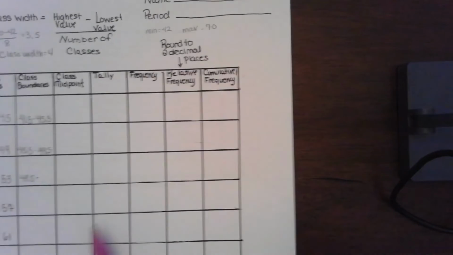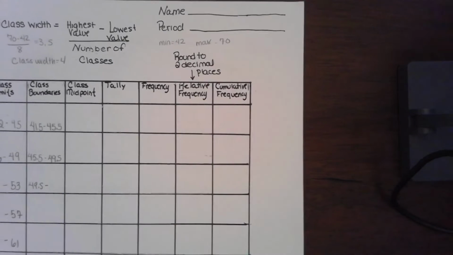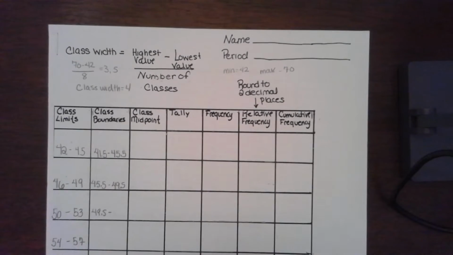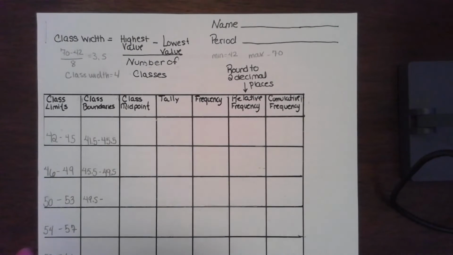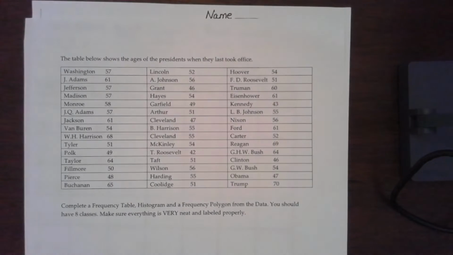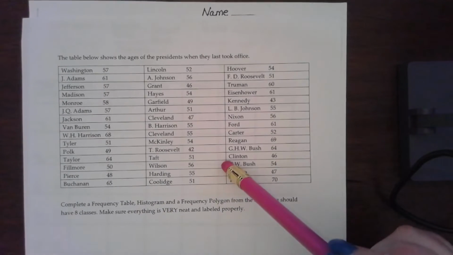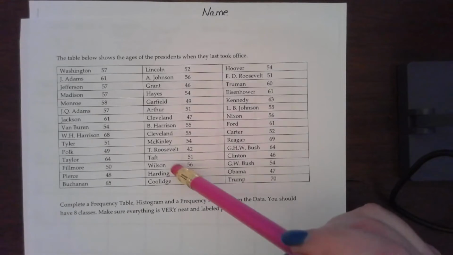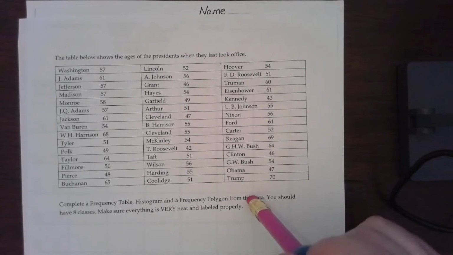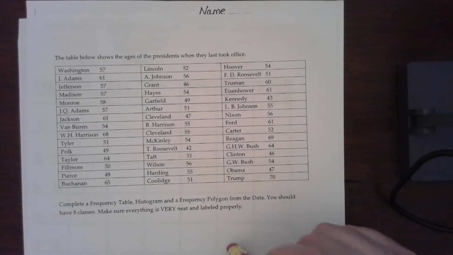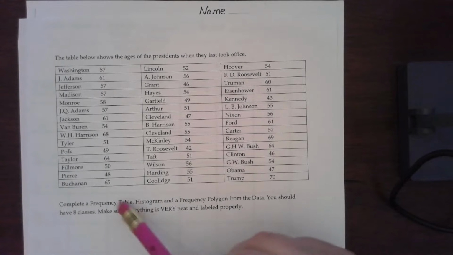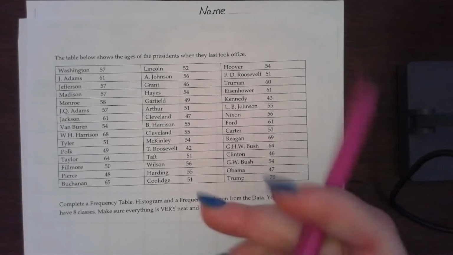Hi guys. Okay, so we are gonna go through this frequency distribution. I kind of gave it a start already, and then we're gonna take this frequency distribution that we talked about, and we're given an original list of presidents and the ages at which they were inaugurated. We're given 45 of them. We're told that we need 8 classes in this histogram and in this frequency table. So make sure everything is neat and properly labeled.